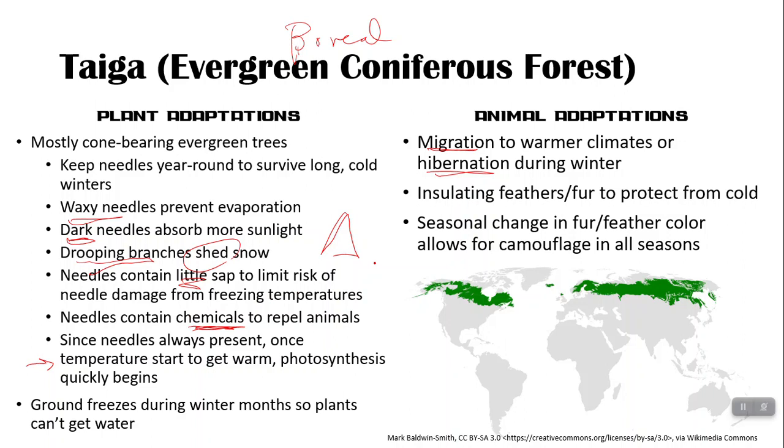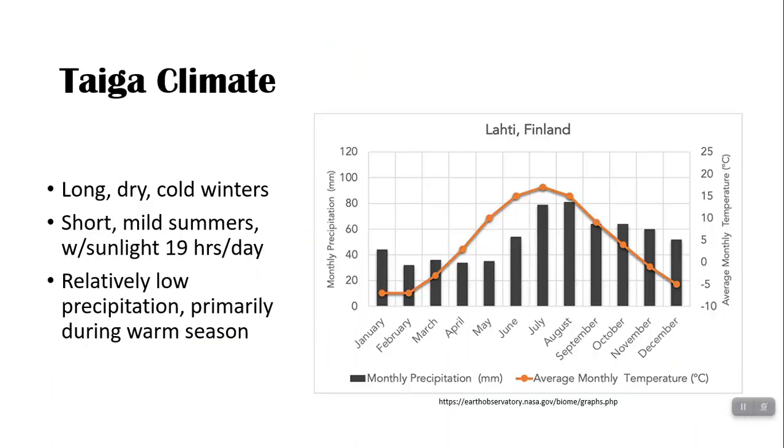If they do stay in the region, they can do a couple of things to adapt to it, including having insulating feathers or fur to help protect them from the cold. And then also a lot of species that live in that area will have seasonal changes in their fur or feather color to help them camouflage. So they'll tend to turn their fur or feathers white in the winter to blend in with snow, and then brown during the summer to blend in with the trees when a lot of the snow is melted.